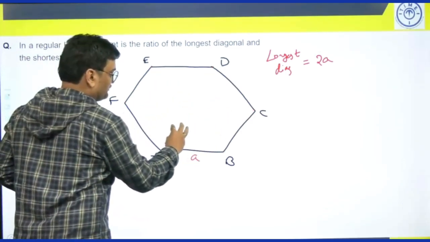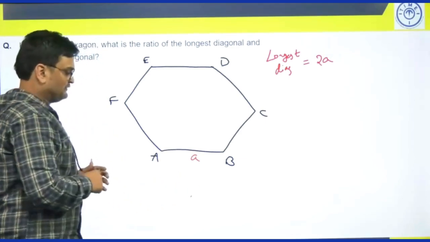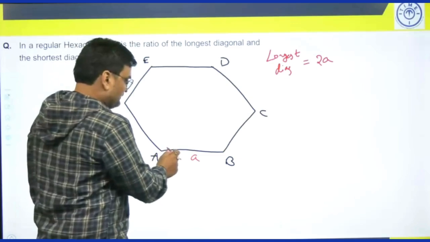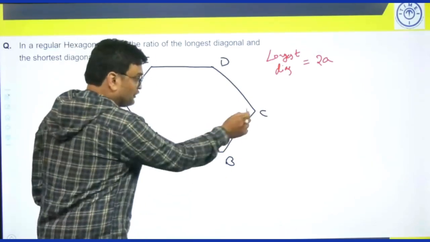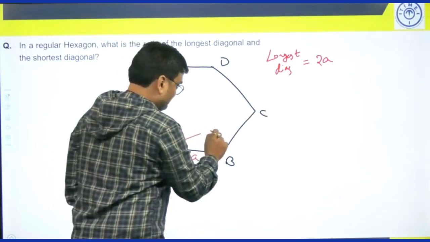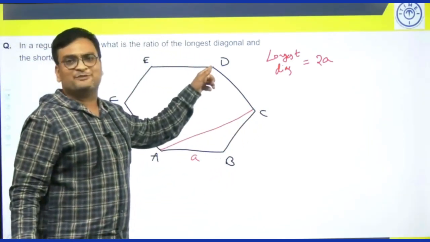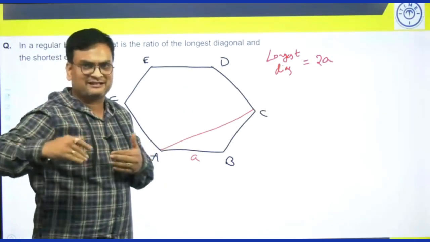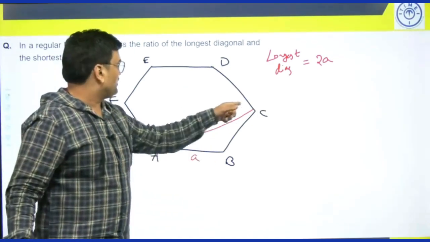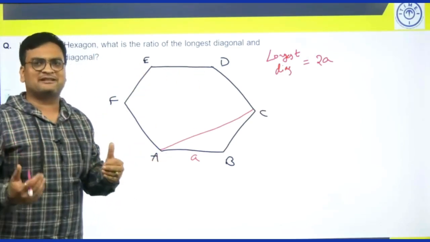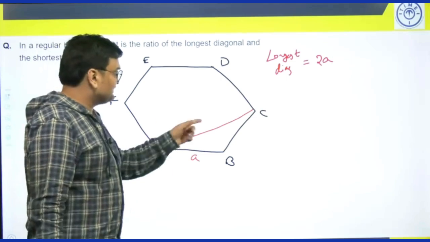Let us look at what will be the length of the shortest diagonal. So if you want to find the shortest diagonal, how do we get there? So AB is the side length. Let's go for the next vertex, AC. AC is going to be the shortest diagonal, or BD is going to be shortest. So basically alternate vertices. Just skip one vertex, move to the next, or CE, or DF, or EA. All these are shortest diagonals. So what is this length going to be?